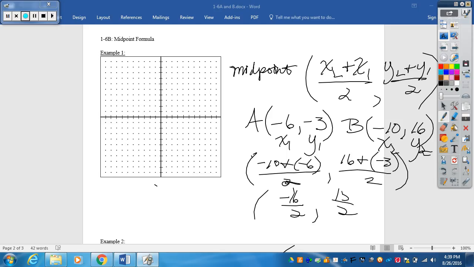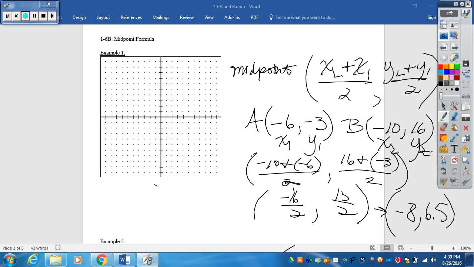Okay, and so if I go ahead and work the rest of this out, we end up with a negative 8, comma, 6.5. And that's the ordered pair of the midpoint between points A and B that we just showed. Okay.